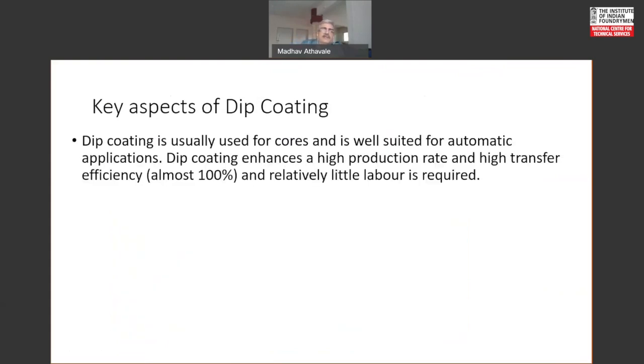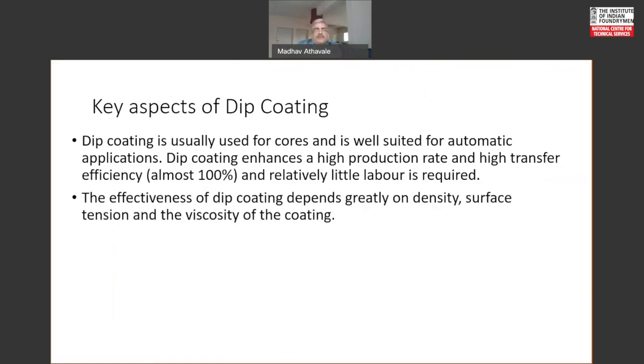So the key aspects, as all of you would have seen, it is usually used for cores and is well suited for automatic applications. And the big plus point is high production rates and very high transfer efficiency, that is transfer of filler onto the core surface as compared to say something like spraying, and it is amenable to automation, so labor required is less, and by its very nature even complex shapes can be given a very even coating.